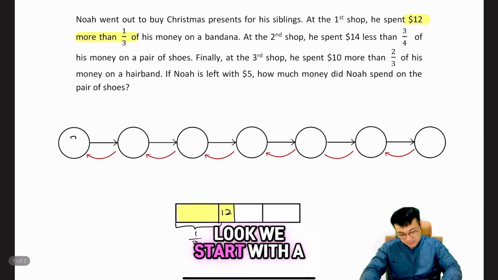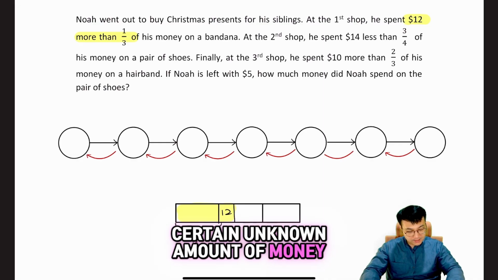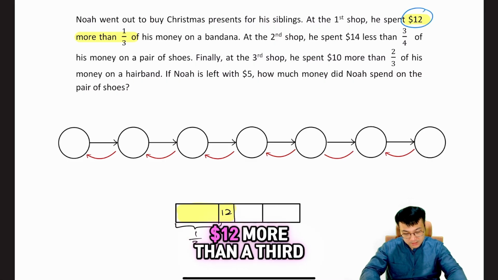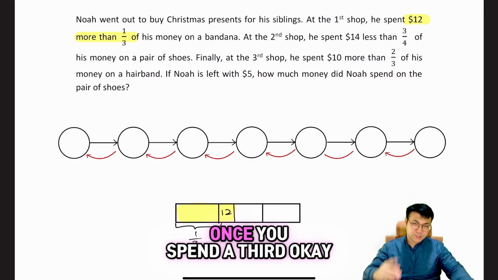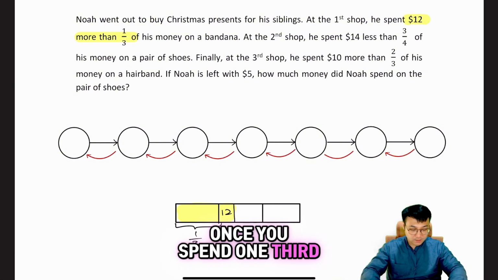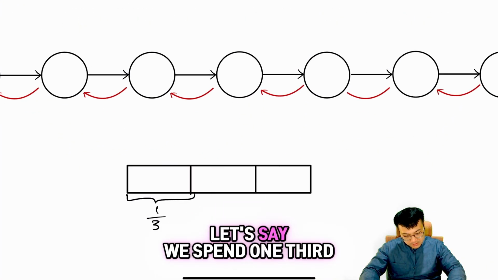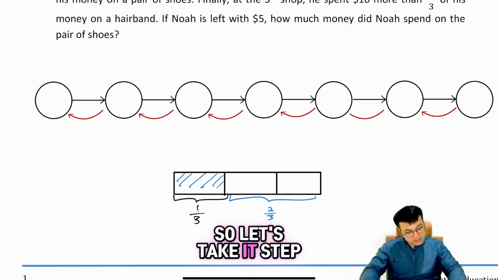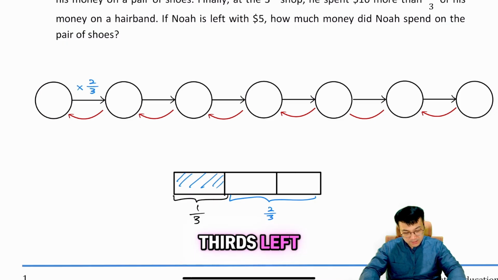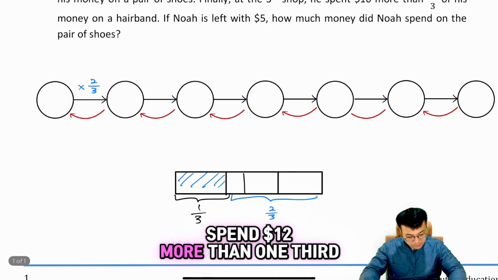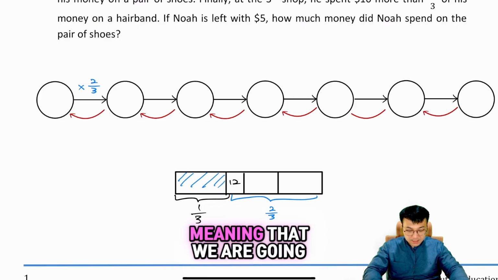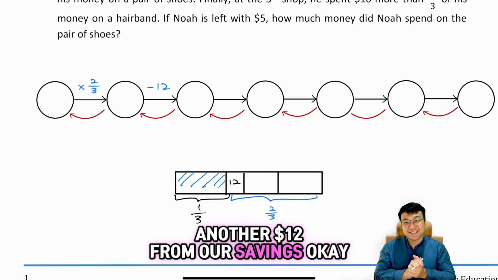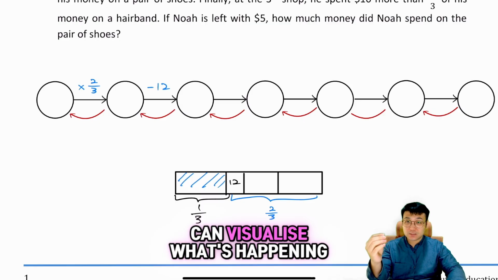Look, we start with a certain unknown amount of money. Then I'm going to spend $12 more than a third. Once you spend 1/3, what do you have left? Let's say we spend 1/3. We will have 2/3 left. So let's take it step by step. We are going to have 2/3 left, and we are going to spend $12 more than 1/3, meaning that we are going to deduct another $12 from our savings. Okay? So this is how you can visualize what's happening.